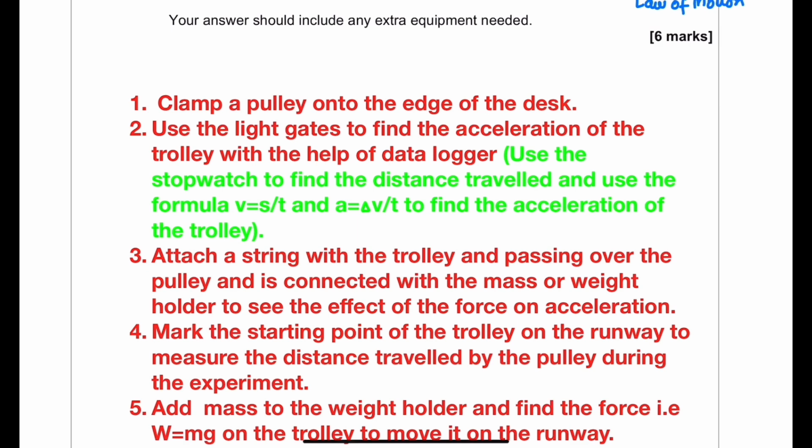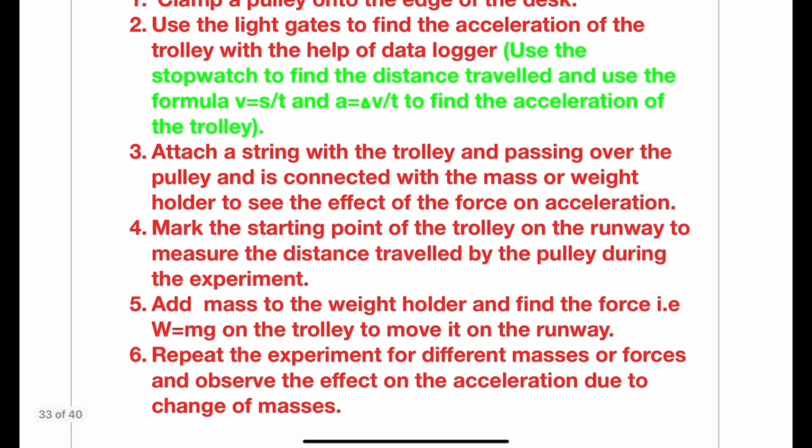Attach a string to the trolley, passing over the pulley and connected to the mass or weight holder, to see the effect of the force on the acceleration of the trolley. Mark the starting point of the trolley on the runway to measure the distance traveled during the experiment. Add mass to the weight holder and find the force W = mg on the trolley to move it on the runway. The student will repeat the experiment for different masses and observe the effect on the acceleration due to the change of masses.